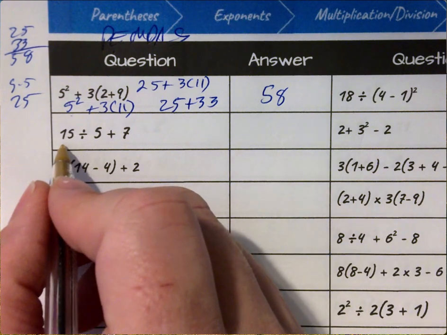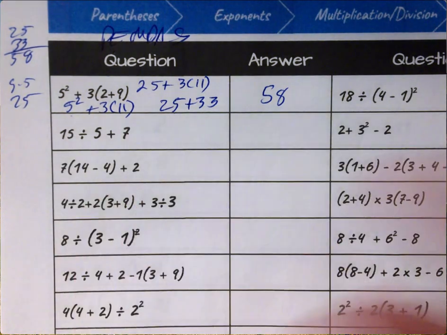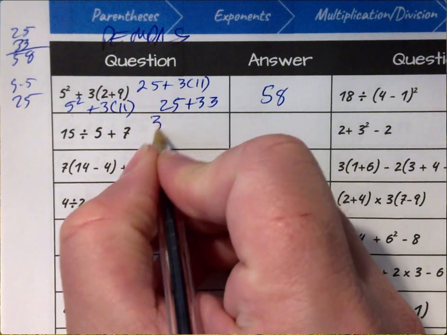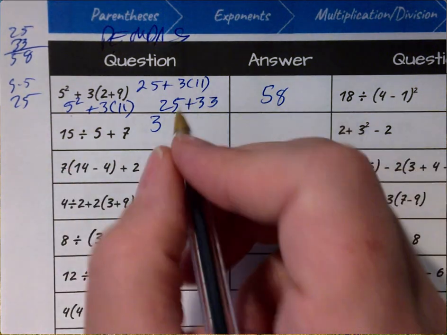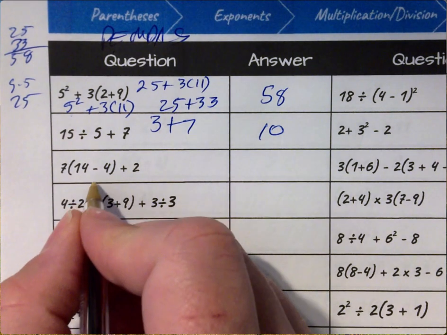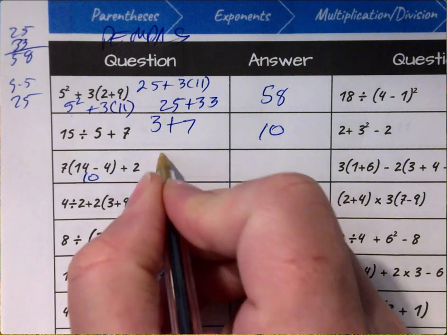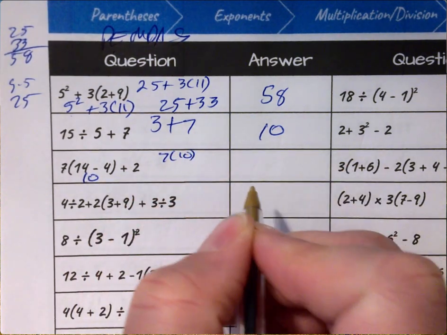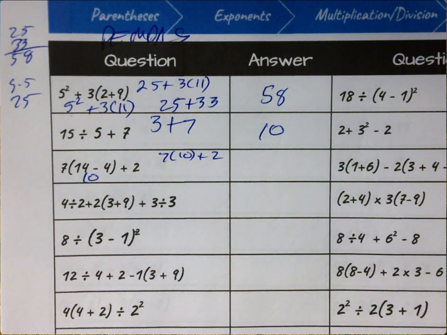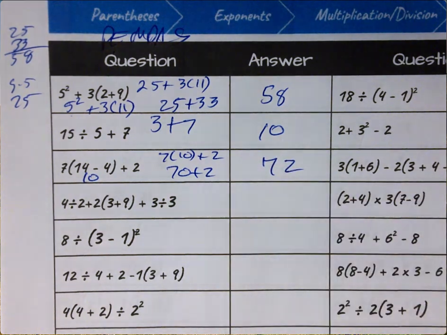Next problem, we've got 15 divided by 5 plus 7. PEMDAS tells us to do the 15 divided by 5 first. 15 divided by 5 is 3. 3 plus 7 is 10. So next problem, we've got 14 minus 4. Well, 14 minus 4 is 10. We're going to do 7 times 10, then whatever that answer is, we're going to add 2 to it. Well, 7 times 10 is 70. Then 70 plus 2 is 72.